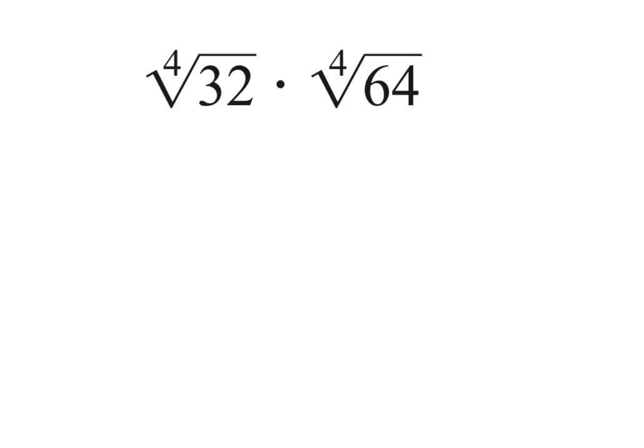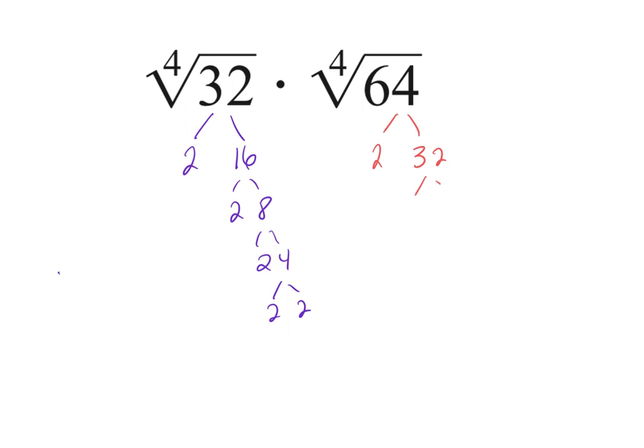So I'm going to start with 2, and I'm going to just factor 2 and 16, 2 and 8, 2 and 4, 2 and 2. We can actually use the same number for 64. And you'll notice it looks very similar. It's going to be all 2s as well. Just one more. All right, so we're looking for groups of how many?